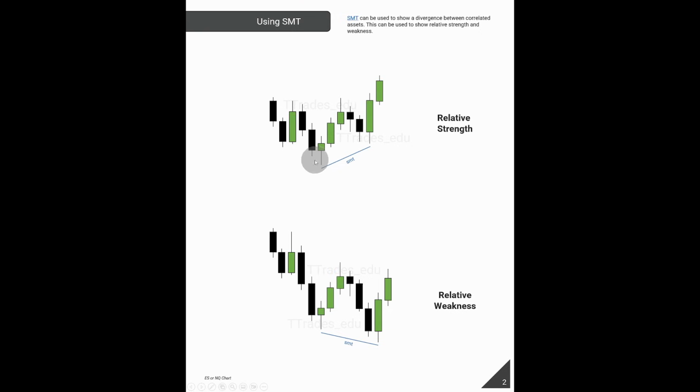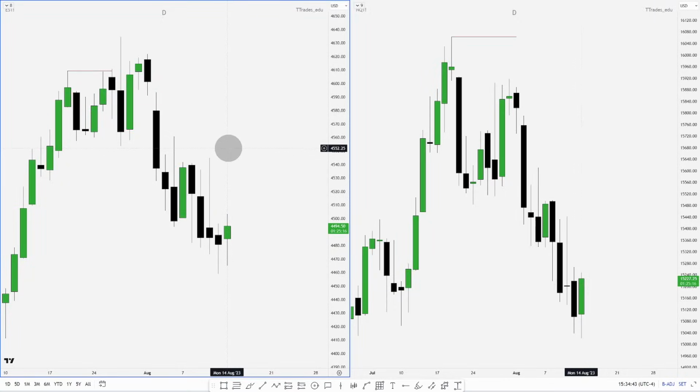So you can see here on this asset, we put in a low and then we put in a higher low. However, on a correlated asset, we put in a low and then a lower low. This divergence can signify not only a reversal, but also can be used to show relative strength. So let's go take a look at this on the chart. So here we are back out on the daily chart, and first let's take a look at this swing point up here, Wednesday the 19th of July.